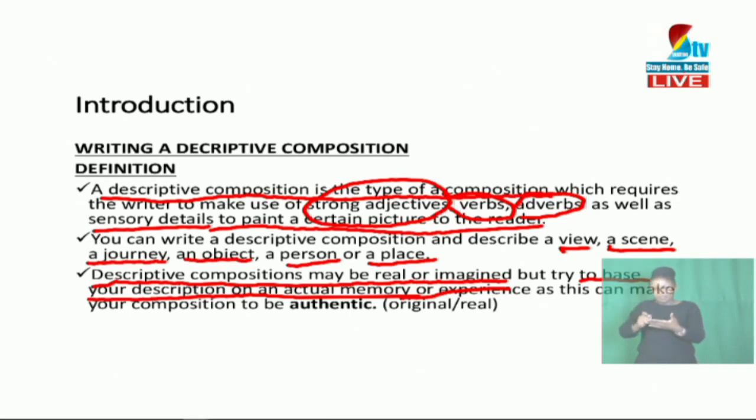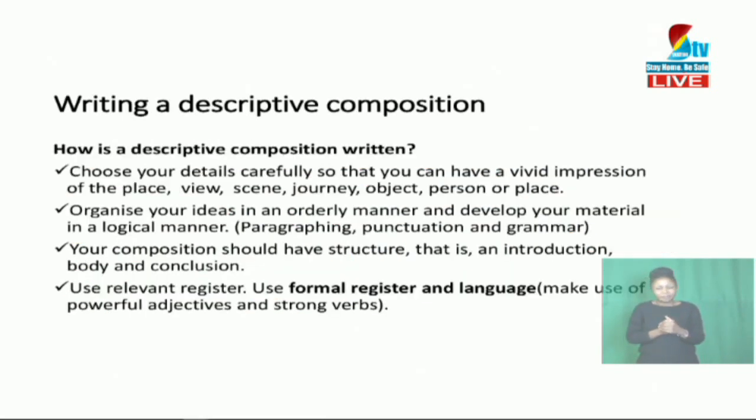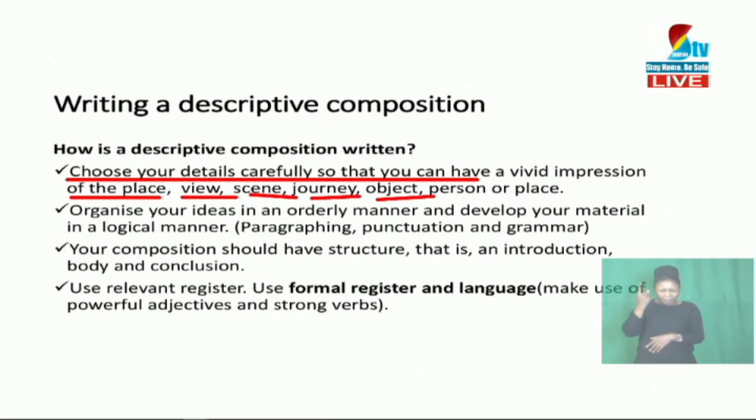Let us now move on and look at how a descriptive composition is written. Remember, I said you may be required to describe a person, a scene, or a view. So when you do this, dear learner, make sure that you choose your details carefully. Why? In order for your description to have a vivid impression of the place, view, scene, journey, object, or person. Choose your detail. This is very important.